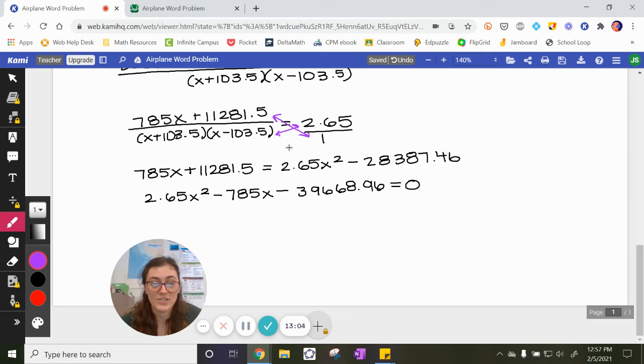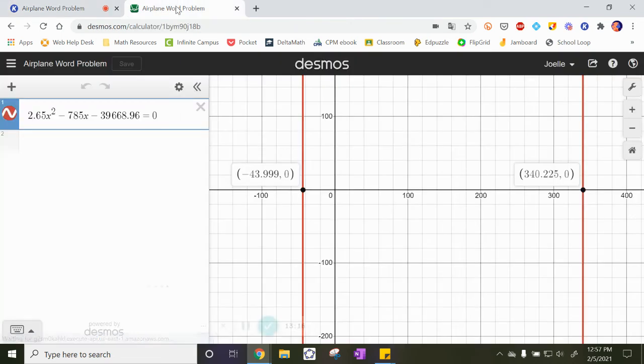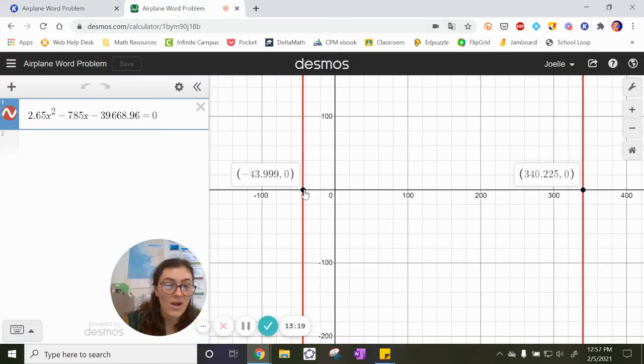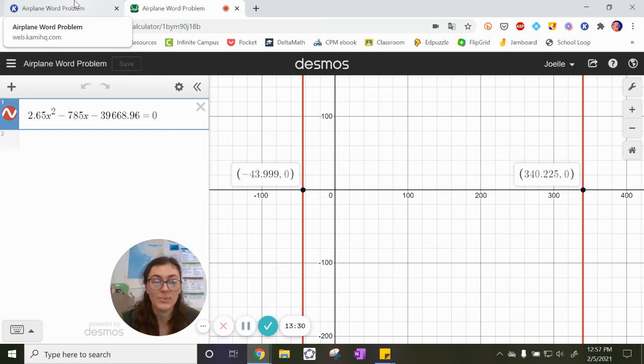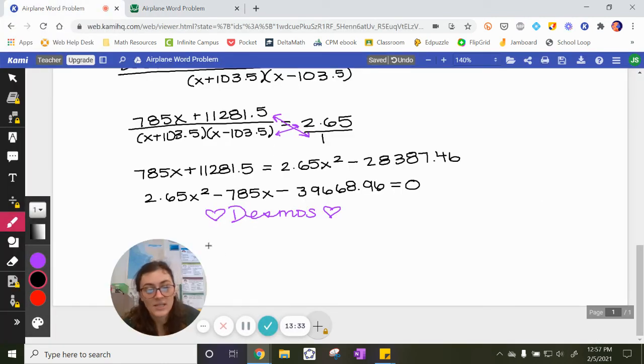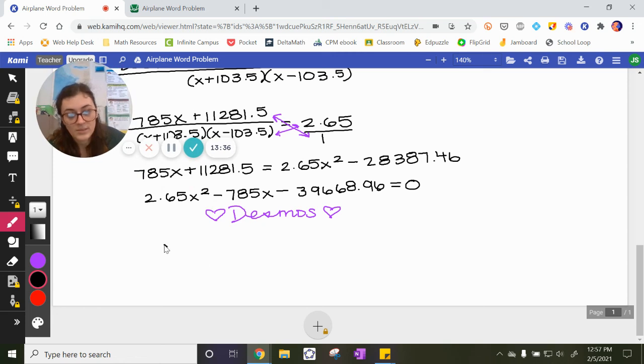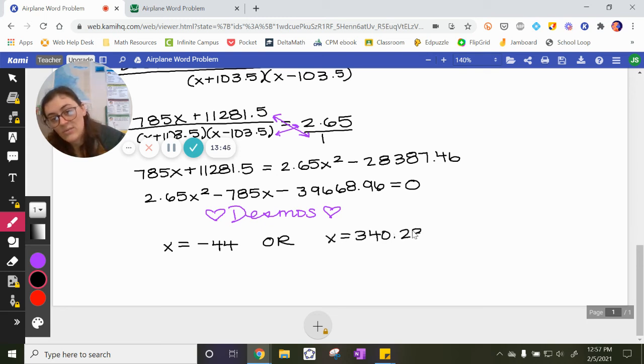I obviously do not expect you to factor this, so we're going to use the love of our life, Desmos. And we're just going to plug in this equation into Desmos. I've already done it, but as you can see, when our graph hits 0, it hits 0 at negative 44, basically, if we round up, and 340.23 if we round up. So I'm going to write that out. X is either negative 44 or X is 340.23.